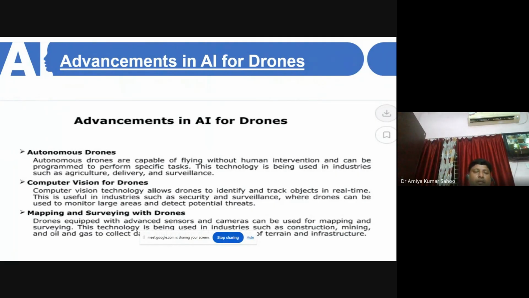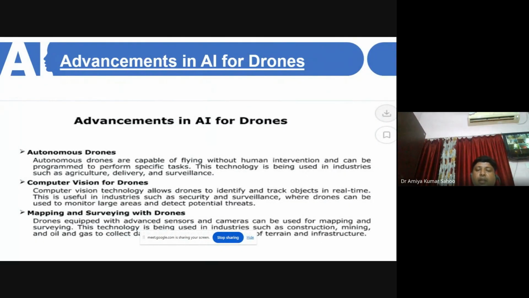Computer vision is required for drones. Computer vision technology allows drones to identify and track objects in real time. Dear friends, all of this depends upon data, labeled data. This is useful in industries such as security and surveillance, where drones can be used to monitor large areas and detect potential threats. Next, mapping and surveying with drones.